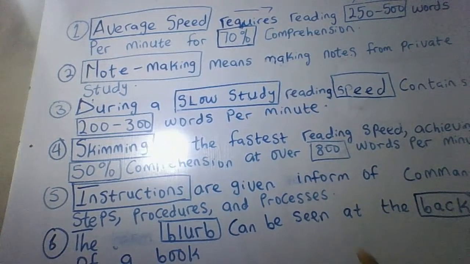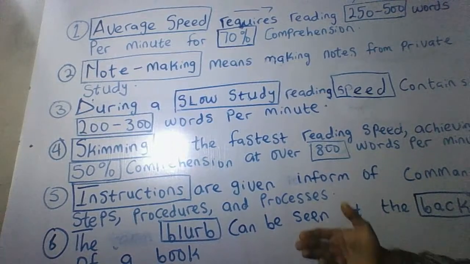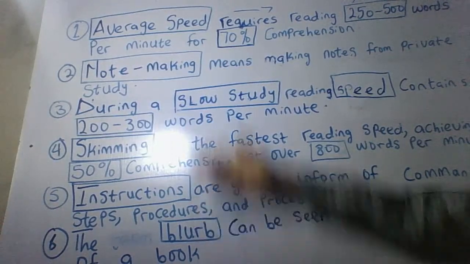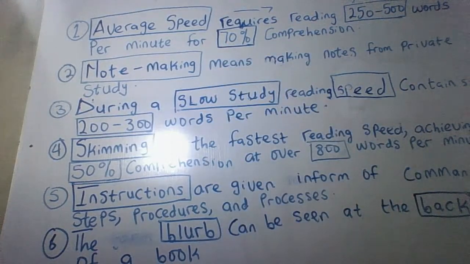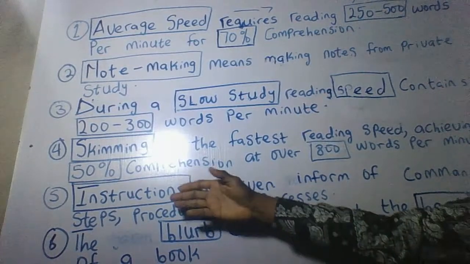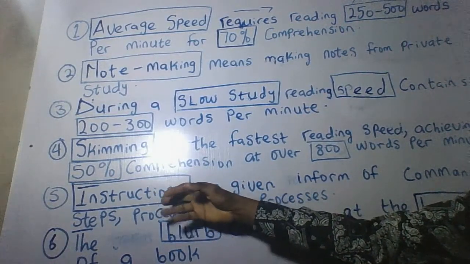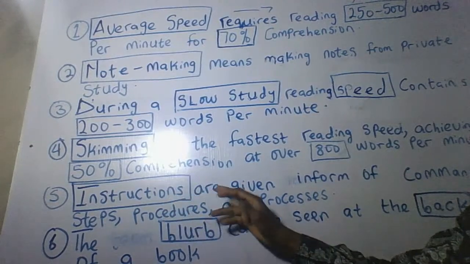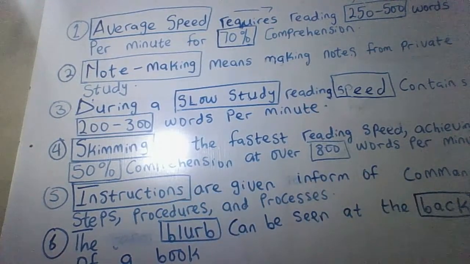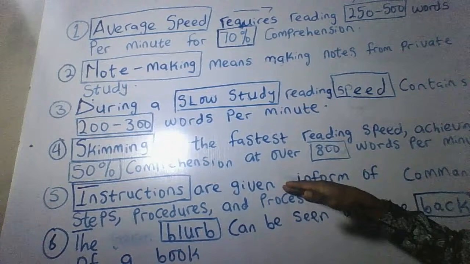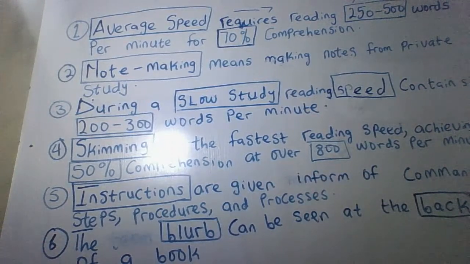Take the tutor marked assignment as an example. The questions coming out from TMAs were not directly from the course material. I will explain more on that as we proceed. Now take a look at this: instructions. Instructions are given in form of commands, steps, procedures, and processes. Now, it's just a limelight for you. A question might come like this.